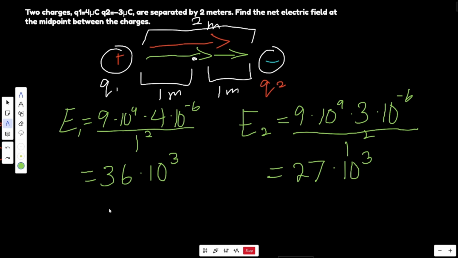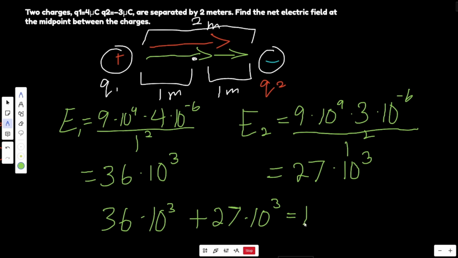Well, let's move this here so I can show more. 36 times 10 to the power of 3, plus 27 times 10 to the power of 3, which is also equal to factoring out the 10 to the power of 3. Then we're left with 36 plus 27, which is equal to 63.